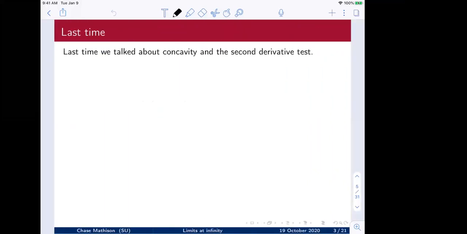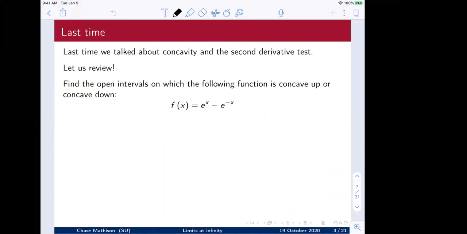So last time we talked about concavity and the second derivative tests. Okay, so let's review what we learned. Find the open intervals on which the following function is concave up or concave down. So concavity is entirely related to what? Is it just the function itself? Is it the first derivative of the function? Is it the second derivative of the function? The third derivative of the function? What is concavity related to?